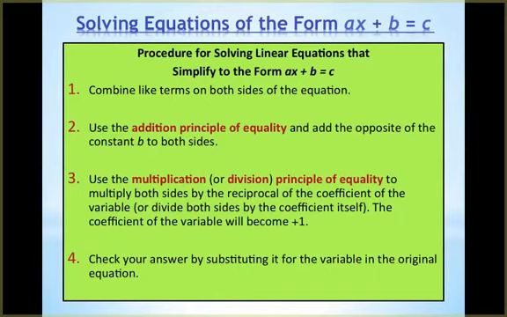So our general procedure for solving equations of this form is to, first of all, just like previously, combine any like terms on both sides of your equation. Then we're going to use the addition principle of equality to eliminate any numbers being added or subtracted to both sides of the equation. And then last, we'll use the multiplication or division principle to eliminate any constants that are being multiplied with our variable so that we can get our variable to have a coefficient of 1. And then again, remember, you should check your answers by substituting back into the original equation.